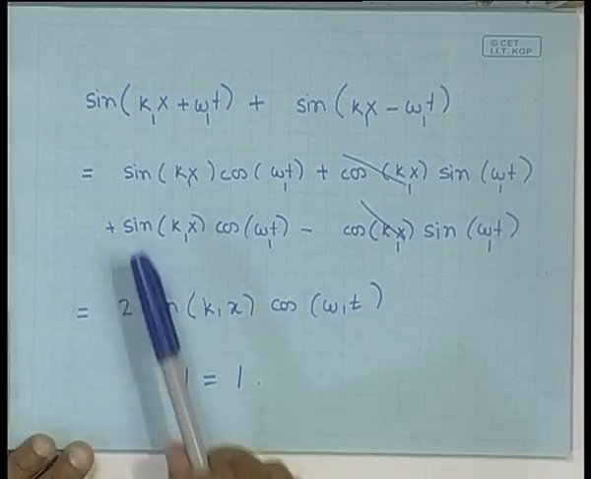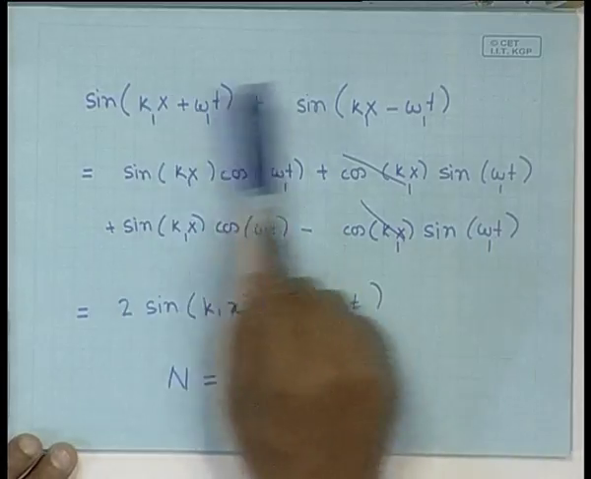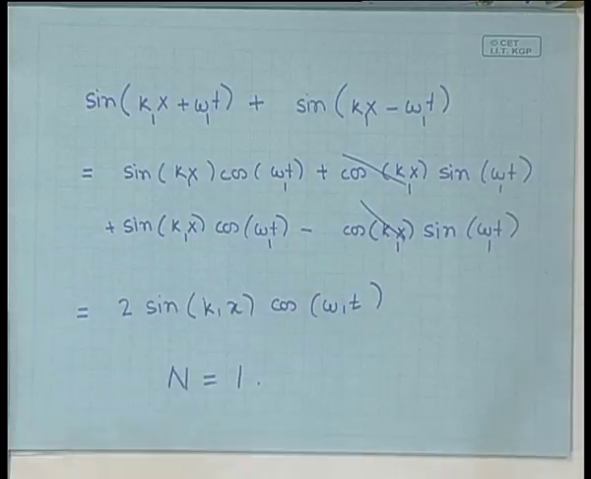So, what I have shown you here is that the superposition of a left travelling wave and a right travelling wave gives you a standing wave. So, any standing wave is actually a superposition of a right travelling wave and a left travelling wave. This is the first point which I would like to make.